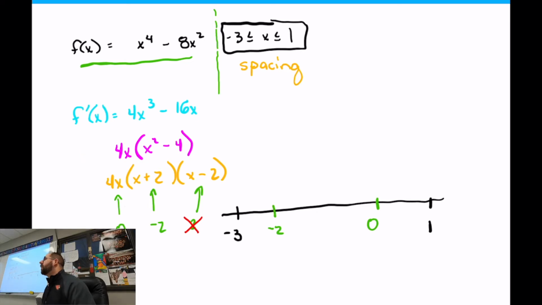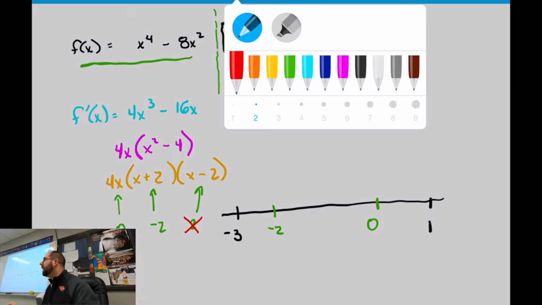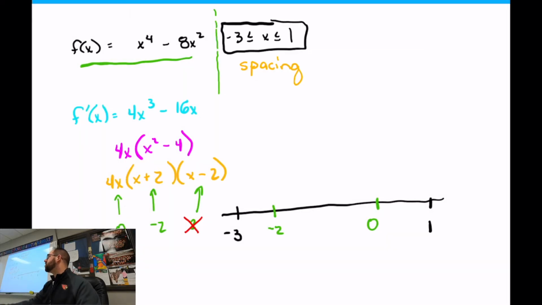Okay, now what we're going to do next. I know this seems a little tedious. The next thing we're going to do is start plugging these numbers into my original function. So I'm going to plug in -3 into the original function on a calculator, hit enter. I'm going to plug in -2, hit enter. Plug in a 0, hit enter. And plug in a 1 and hit enter.